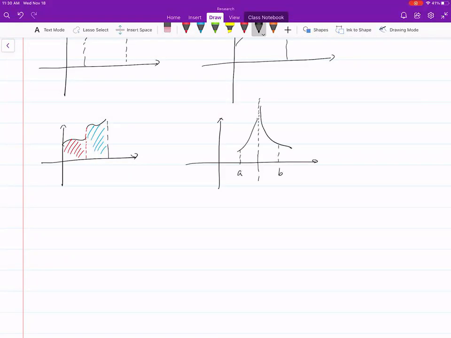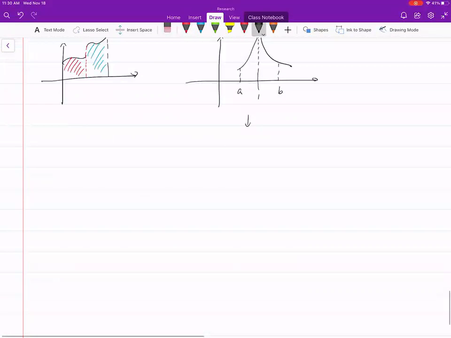Okay, is it integrable or not? Depends. Okay, this is called an improper integral. We will leave it for Calculus 2. I cannot spell. Calculus 2.